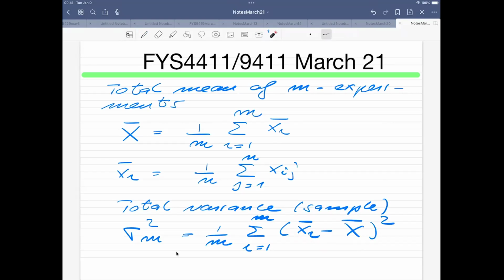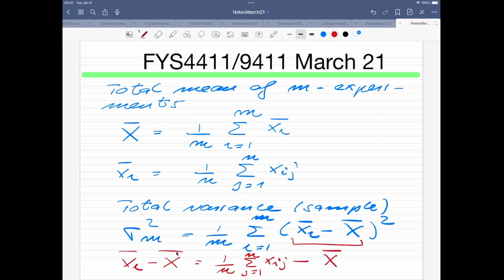So if we now take this term here, this x_i minus x, that's the mean value. This is something which I can write as 1 over n, and then I have the sum over j equal 1 up to n of x_ij minus x. I'm just simply rewriting here.